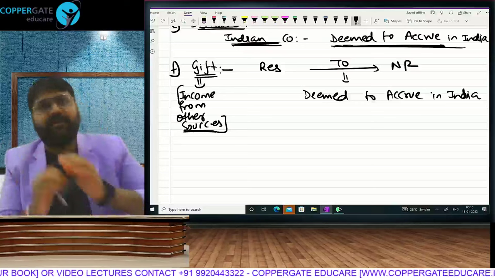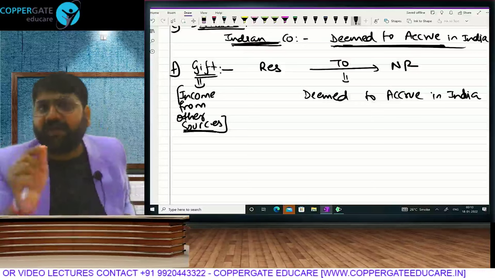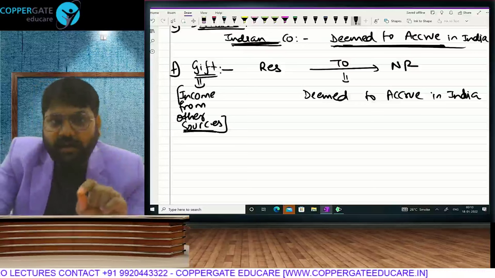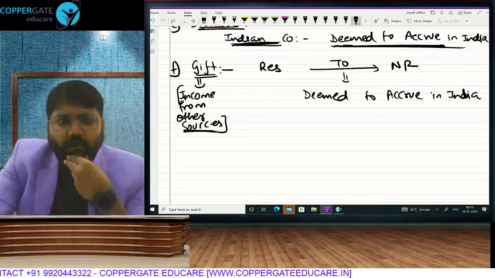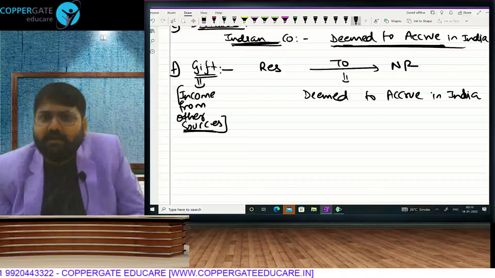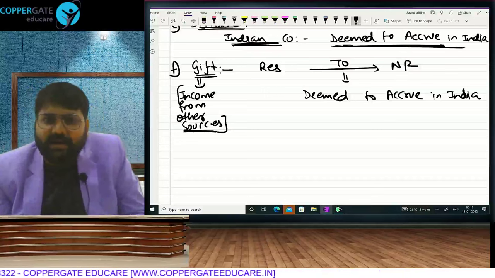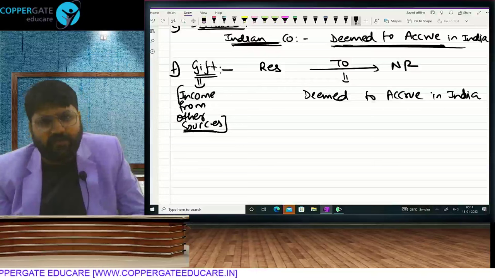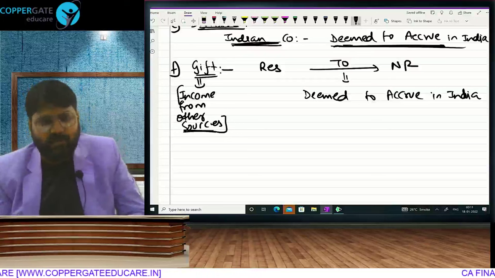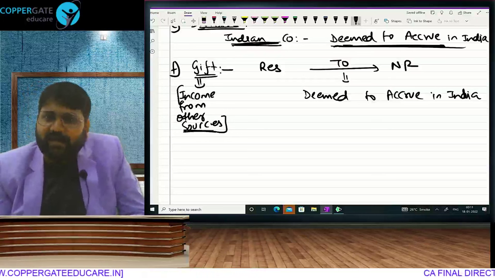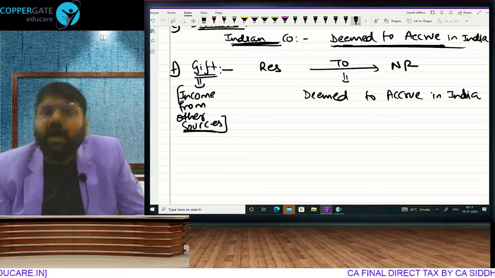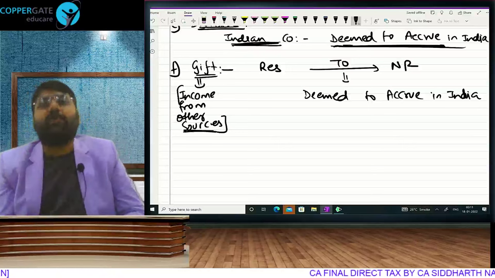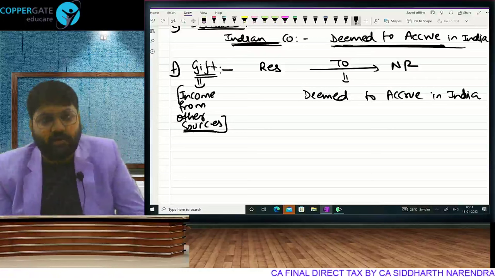What is the importance of income becoming Indian income? I'll speak one line, see if you agree with this. Indian income has got no importance if the assessee is resident. Do you agree with this line? If the assessee is resident, then whether the income is becoming Indian income or foreign income does not make any difference. Why? Because you have to pay tax on both. So Indian income's importance is only for which assessee? ROR? None. RNOR and non-resident. Because they have to pay tax on Indian income.